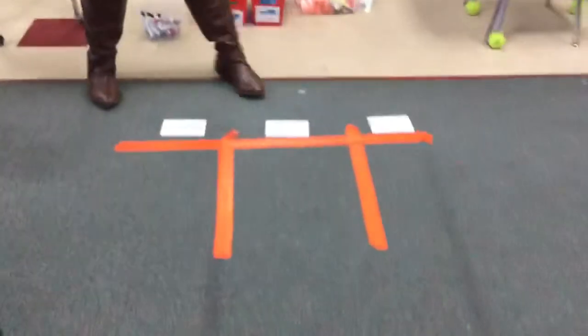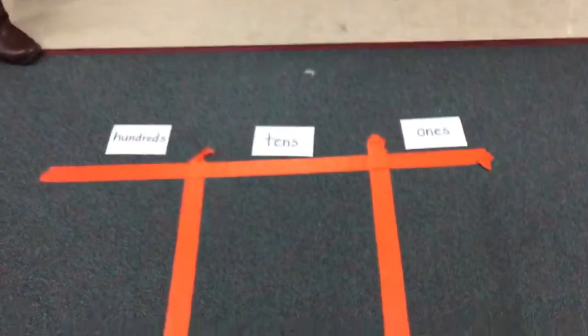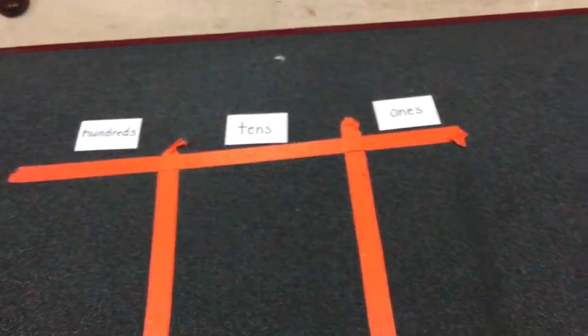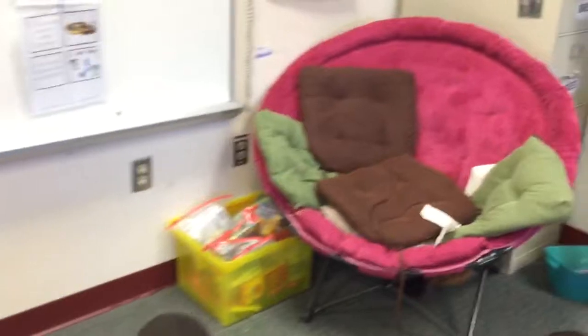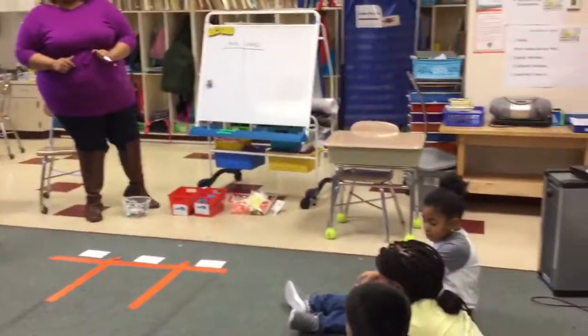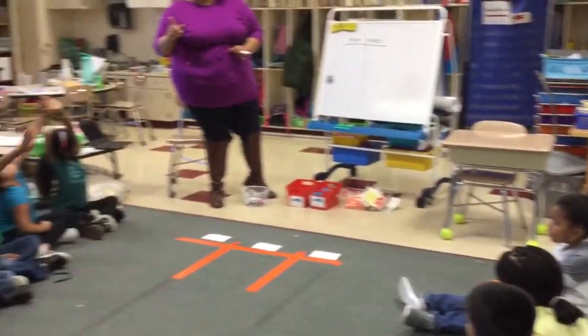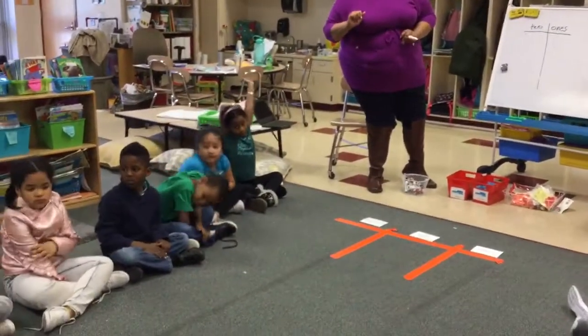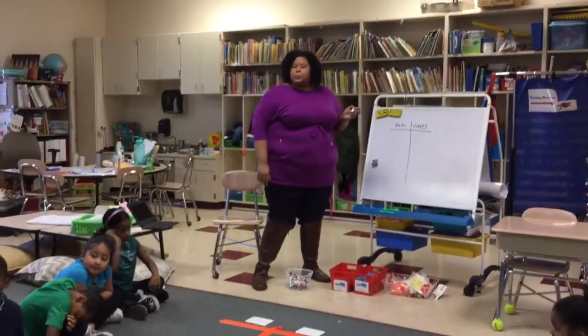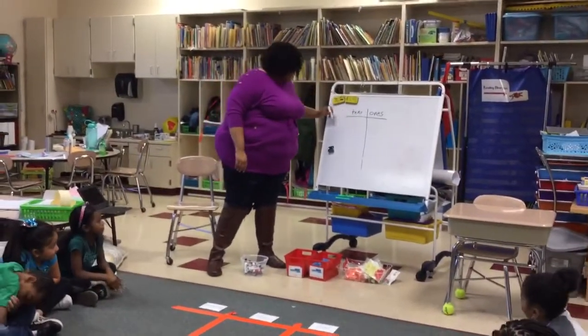Someone give me a number. A 2-digit number. 90. Give me something smaller. 22. 30. 52. 30. 32. Jorge, I love how you raised your hand. 35. Perfect.